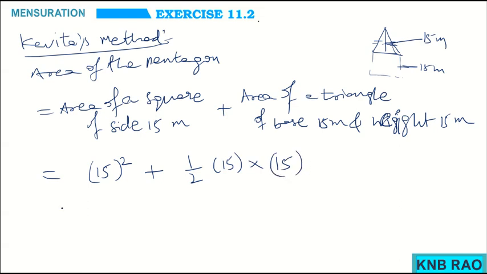So 15 into 15, so 15 square is value of 15 square, 15 into 15 is 225, plus half of 15 into 15 is 112.5. When you add it, 337.5 meter square is the area of the pentagon.